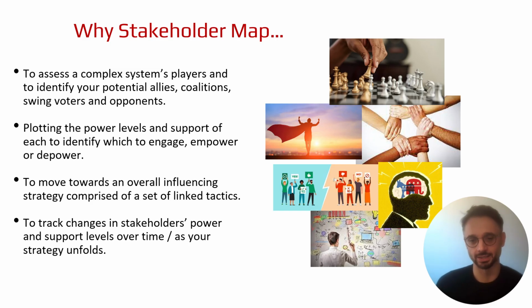Stakeholder mapping really sits at the kind of bridge between analysing a complex system and the causes of a problem, a wicked problem we might want to address, and beginning to think about the tactics you want to use or might be able to use to affect change. Stakeholder mapping lastly can also help us to track the level of power stakeholders have and how much they may support your goals and your aims over time and as your strategy unfolds. So stakeholder maps shouldn't always be static. You should update them as you receive more information and you see how your strategy is playing out in real time.